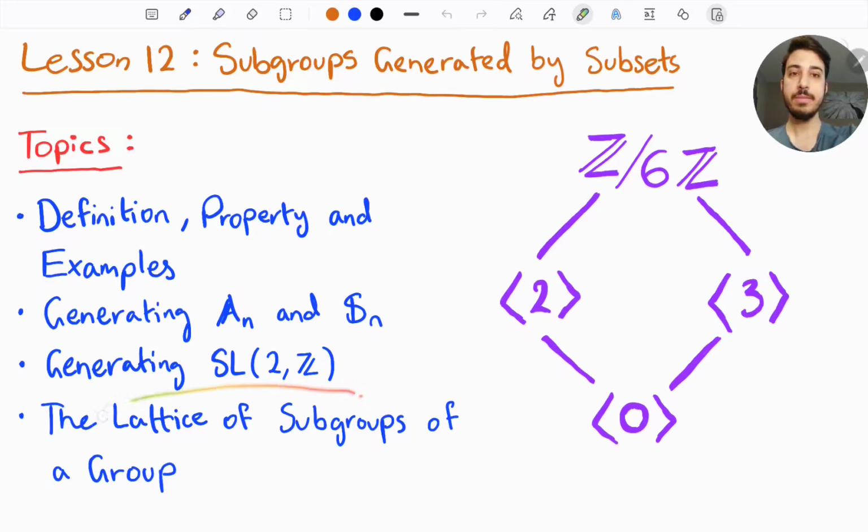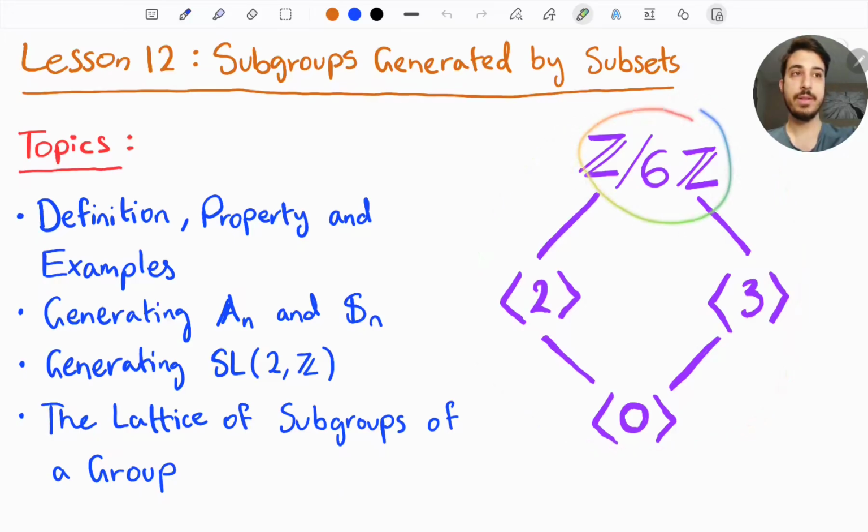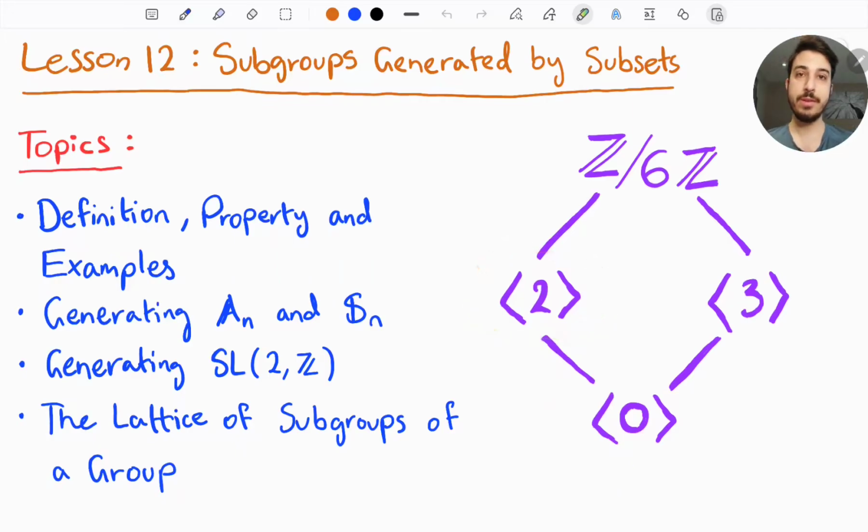And lastly, we're going to be looking at the lattice of subgroups, a visual representation of all the subgroups of a group. And here is a quick example. We've seen cyclic subgroups before: Z6Z, the cyclic group containing 6 elements, and its subgroups of order 3, order 2, and order 1, respectively. Just to refresh your memory, this is the cyclic subgroup generated by 2, containing 3 elements: 0, 2, and 4. This is the cyclic subgroup generated by 3, containing 3 and 0, and this is just containing 0, the trivial subgroup of the cyclic group Z6Z.